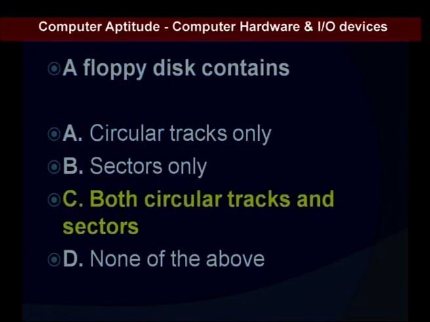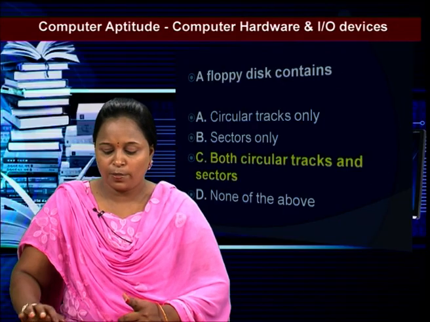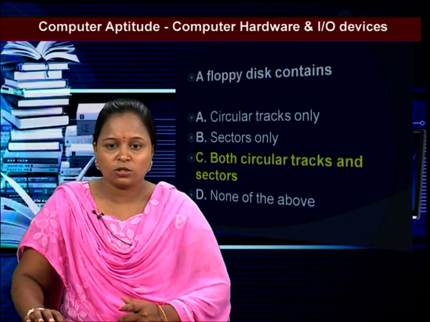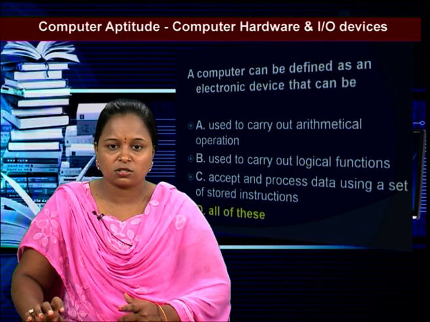Next, coming to what a floppy disk contains. A floppy disk is one of the parts in a CPU. Circuit tracks only, so it is not correct. Next, sectors only, not the correct answer. Both circuit tracks and sectors, this is the perfect answer, a combination of circuit tracks and sectors. This is what the floppy disk contains. So the correct answer is both circuit tracks and sectors.